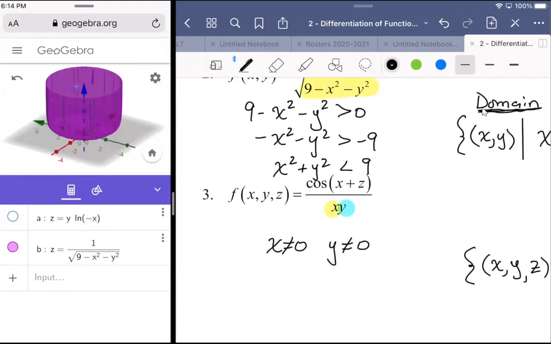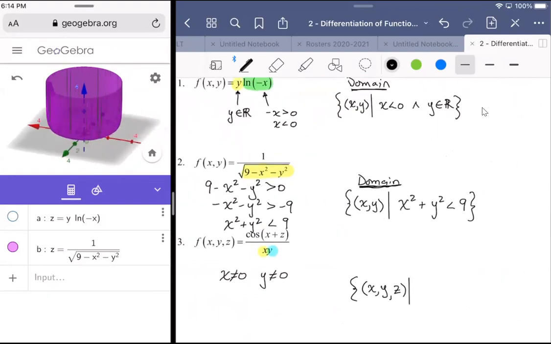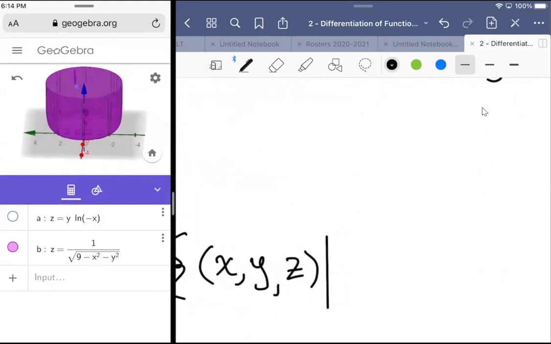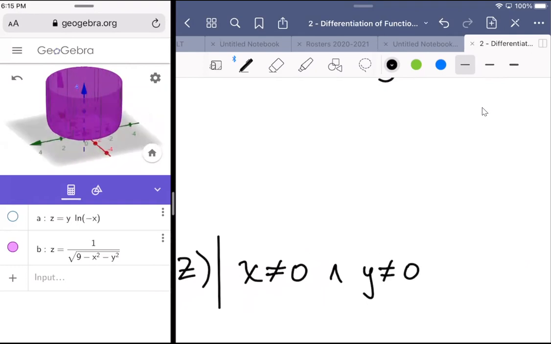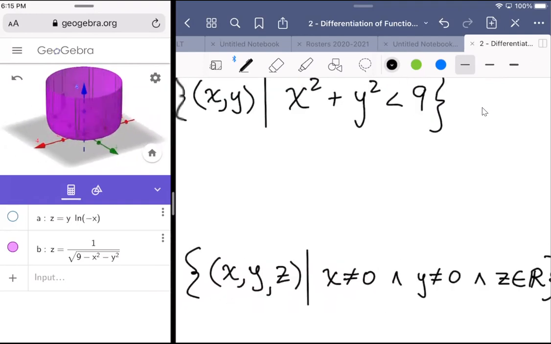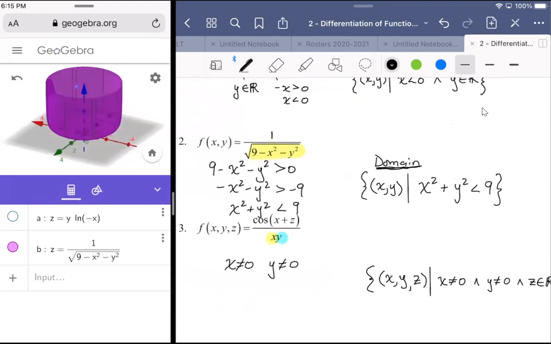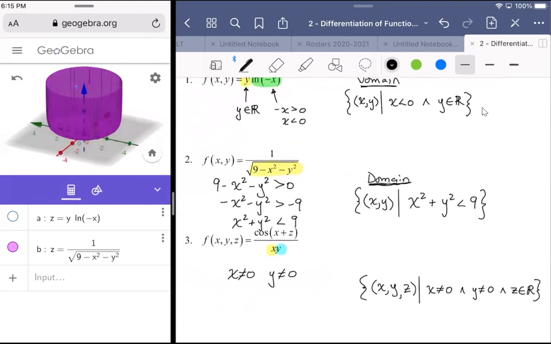There's a couple ways you could represent this in terms of the domain. You can talk about what x can be, but you could also talk about what it can't be. So here we would say x, y, z such that x can't be equal to 0 and y can't be equal to 0, but z could be anything. And z belongs to the set of real numbers. That's because there was no value of z that would have caused a break in the graph or a break in the domain.